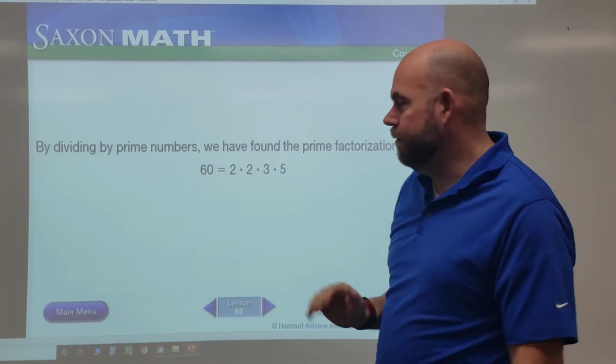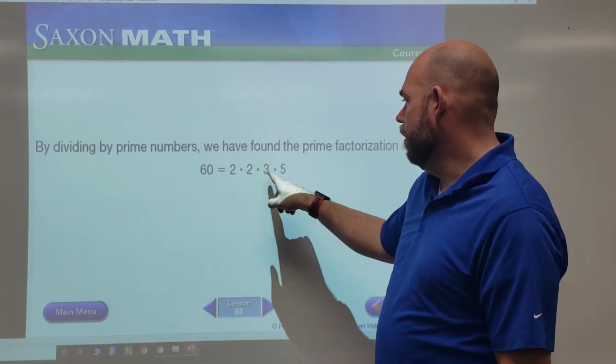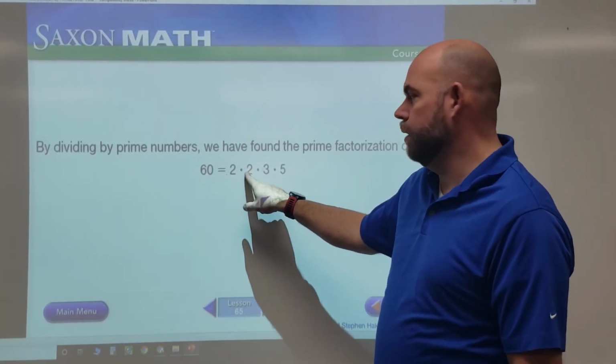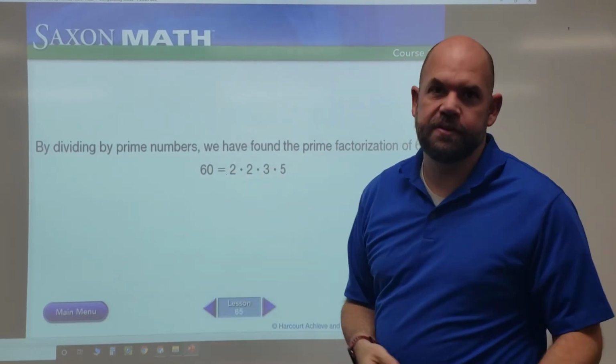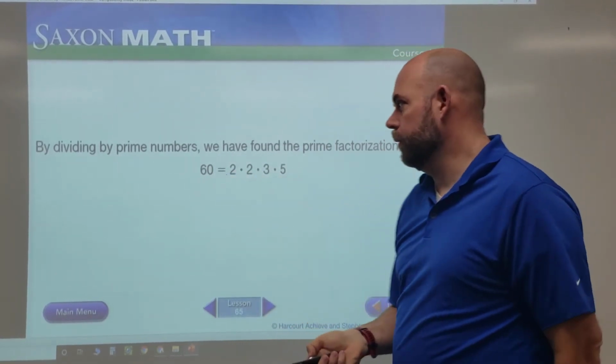If we did this in a different order, we could still find it. 5 times 3 is 15. 15 times 2 is 30. 30 times 2 is 60. So we can always check our work with these.